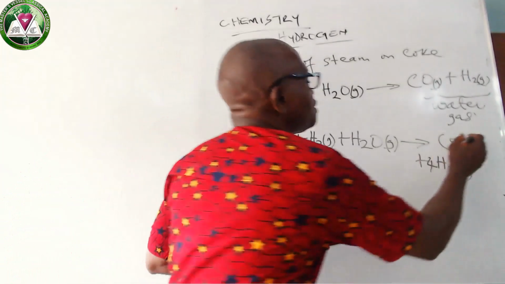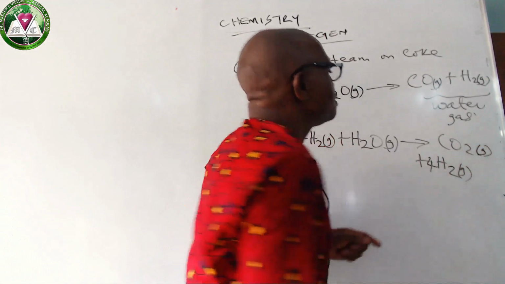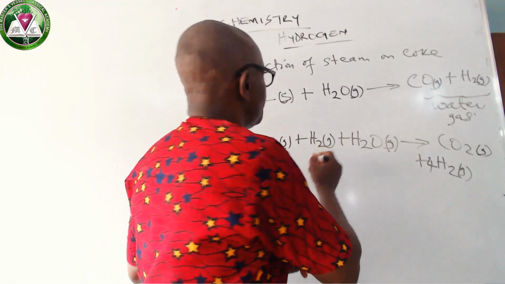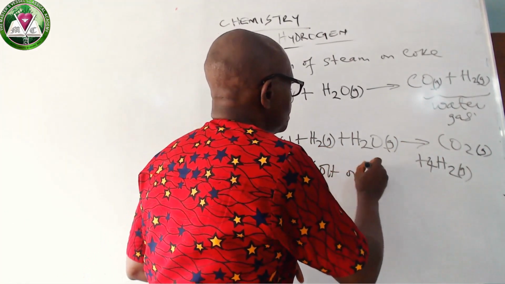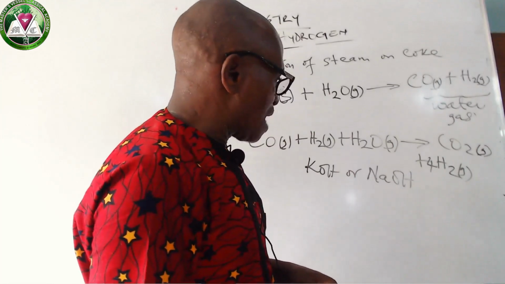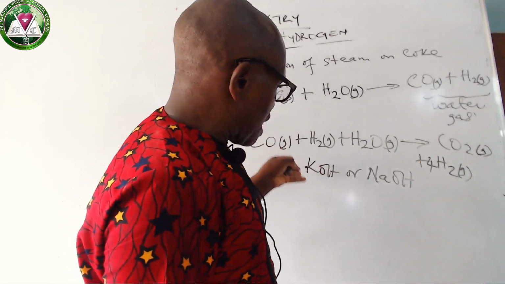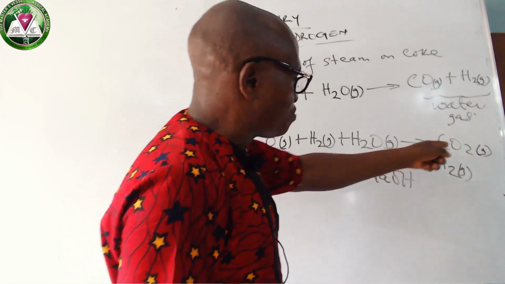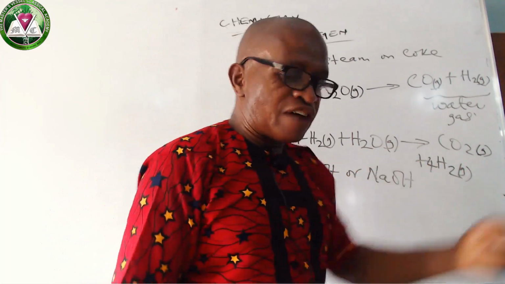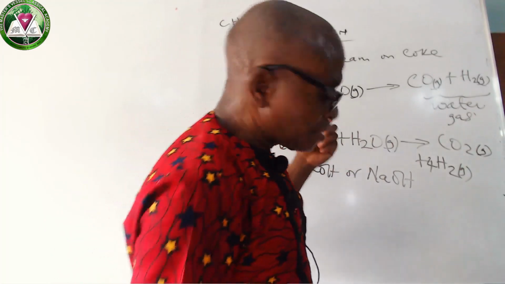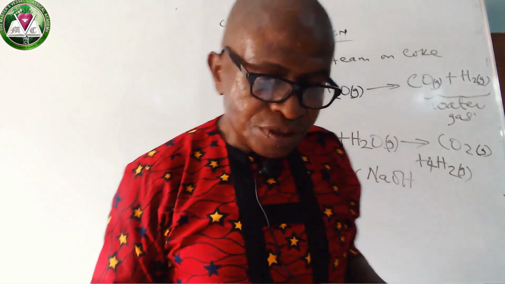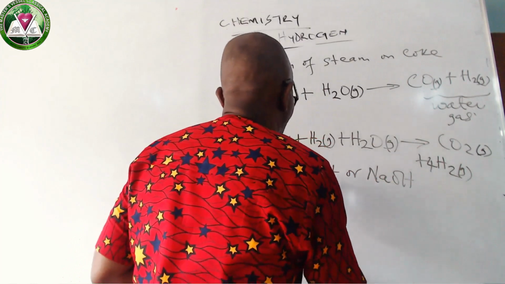And if you pass this mixture of gases into an alkali, KOH or NaOH, potassium hydroxide or sodium hydroxide, the potassium hydroxide or sodium hydroxide will absorb the CO2, and then hydrogen will be recovered. Then the next one is, and this process, we'll call this process Bosch process.